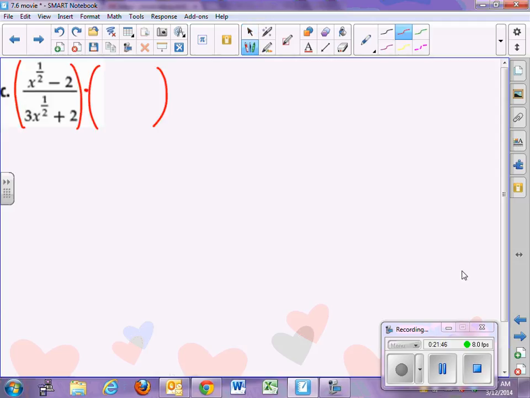Well, the conjugate of the bottom is going to be 3x to the 1/2 and 2. But remember, you change the sign that connects them. So in order to be fair, I multiply the top by the same thing. Now, on the top, I have to FOIL. Well, the bottom too. x to the 1/2 times 3x to the 1/2 is 3. Now that's x to the 2/2, which is just x. Then x to the 1/2 times -2 is -2x to the 1/2.